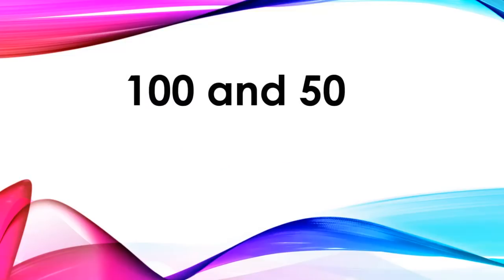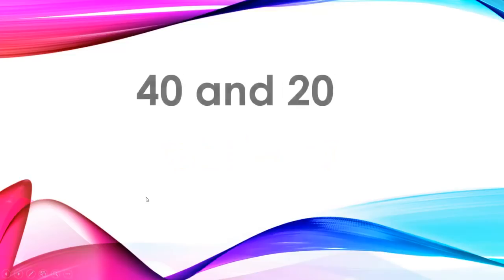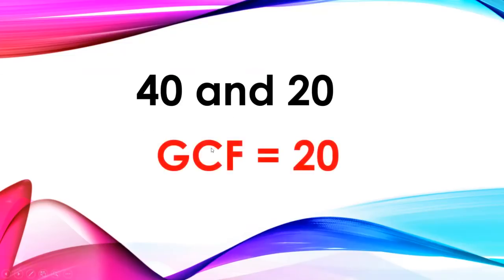Next, we have this one, 50 and 100. What do you think is the biggest number that we could use to divide 50 and 100? So that is 50. Okay, so the GCF is 50. How about 40 and 20? What is the GCF for 40 and 20? Yes, it's 20. You could say that it is divisible by 10, but that is not the biggest number. So the biggest possible number that we could use to divide 40 and 20 is 20.